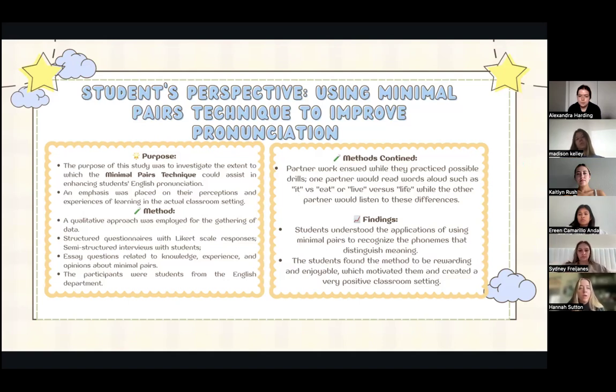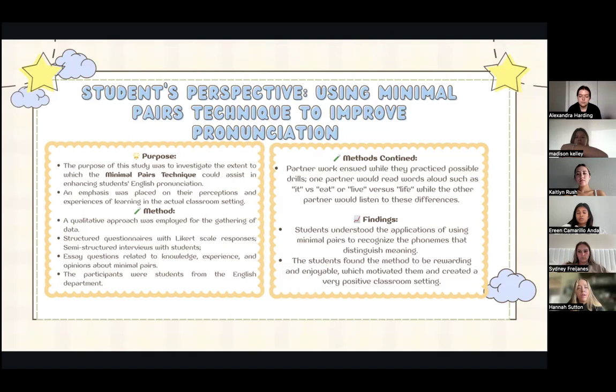They were also asked to participate in pair drills in a classroom where one student would read out two words like it or eat, and life and live, and then another student would listen closely to identify the difference. This practice helped improve both speaking and listening skills. The findings showed that students had positive perceptions of this method.